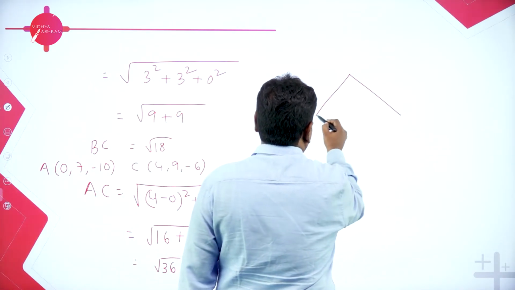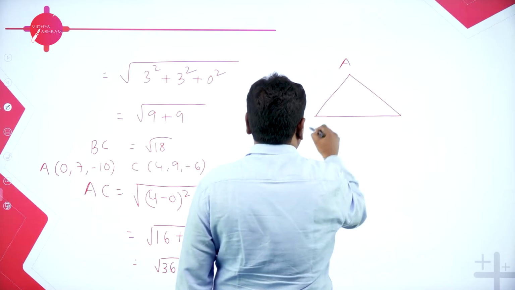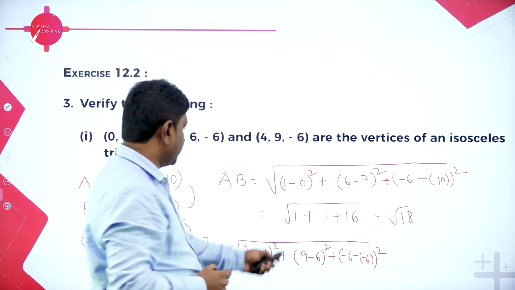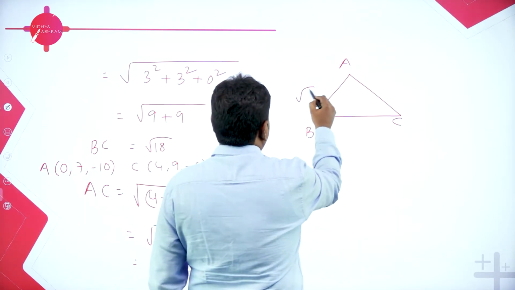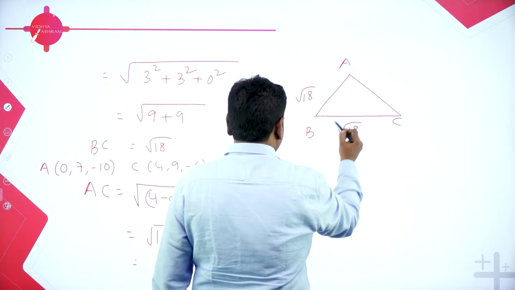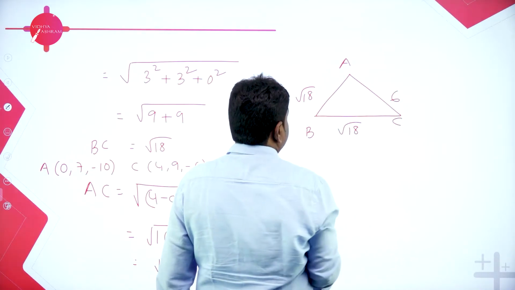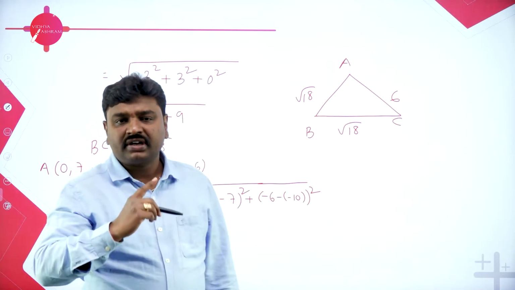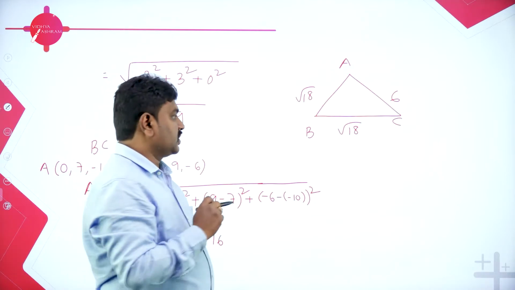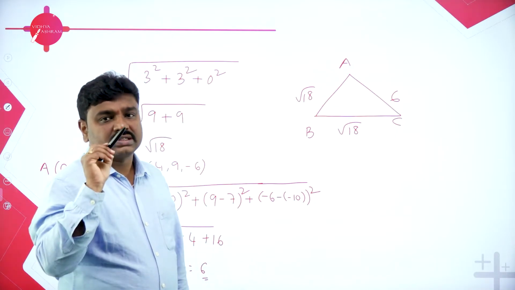For a triangle we have three sides, A, B, C, and when you calculated AB, what is the AB length we got? AB is root 18, and BC, what is BC we got? BC is also root 18, and what is AC? AC is 6. So here two sides are equal. For any triangle, if any two sides are equal, we call the triangle as what? We call the triangle as isosceles triangle.